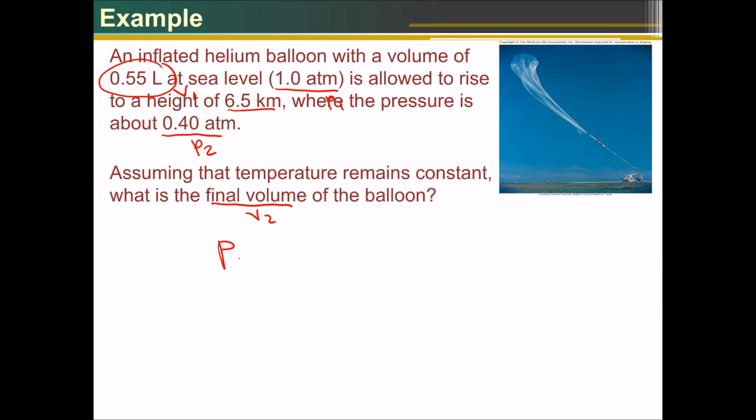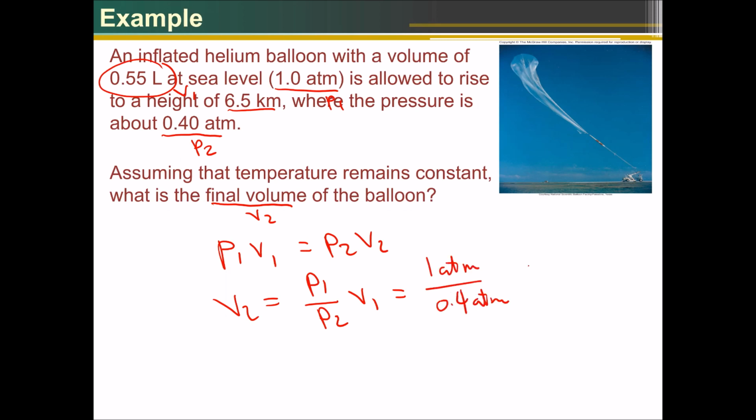We know that pressure times volume for condition 1 is going to equal pressure times volume for condition 2. So we basically need to rearrange this to solve for V2. V2 is going to equal P1 divided by P2 times V1. So it's going to equal 1 atmosphere divided by 0.4 atmosphere times V1, which was 0.55 liter, is going to increase to 1.375 liters. And that makes sense, right? Because we know that volume is inversely proportional to pressure, which means if pressure decreased, volume is going to increase. That's exactly what happened. Pressure decreased from 1 atmosphere to 0.4 atmosphere. The volume increased from 0.55 to 1.375.